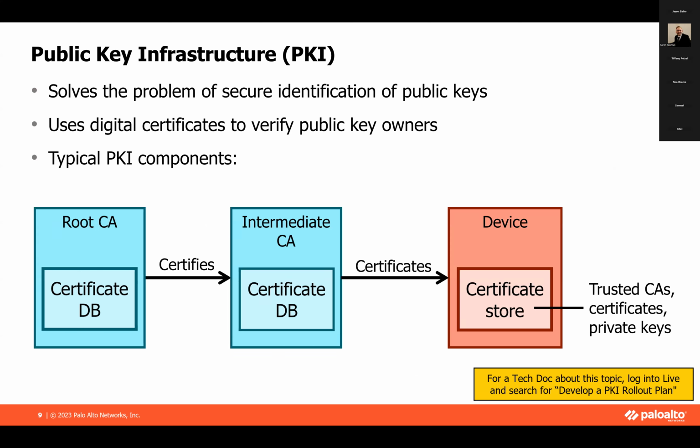So public key infrastructure, most of you should have at least been introduced to this along the way so far. As a recap, it solves the problem of secure identification of our public keys. It uses digital certificates to verify those owners. The typical component goes to our root certificate authority, which carries a database of certificates. They certify the intermediate CAs, or certificate authorities, with their database, and they issue certificates out to devices or a certificate store, right? This is where your trusted CA certificates, private keys, and everything else is held on the device.